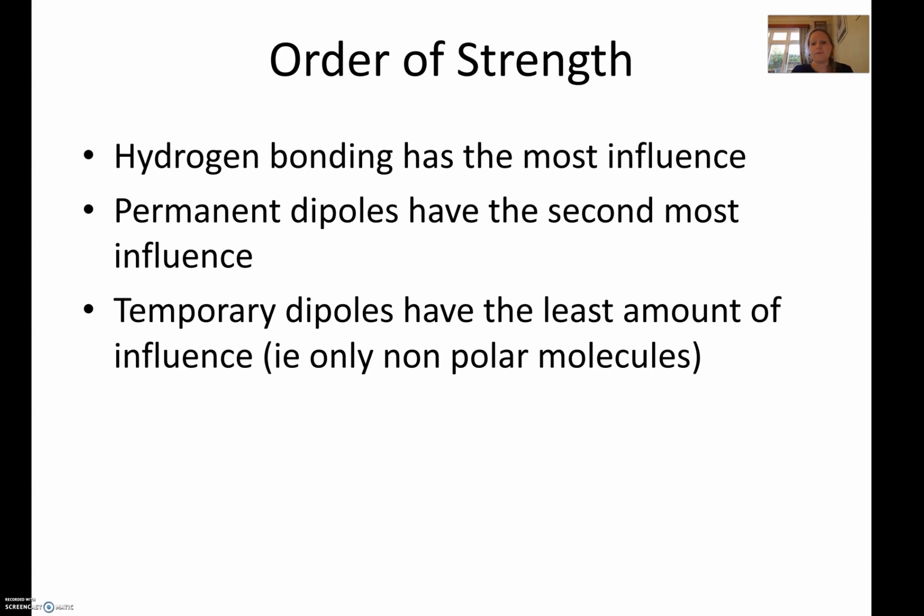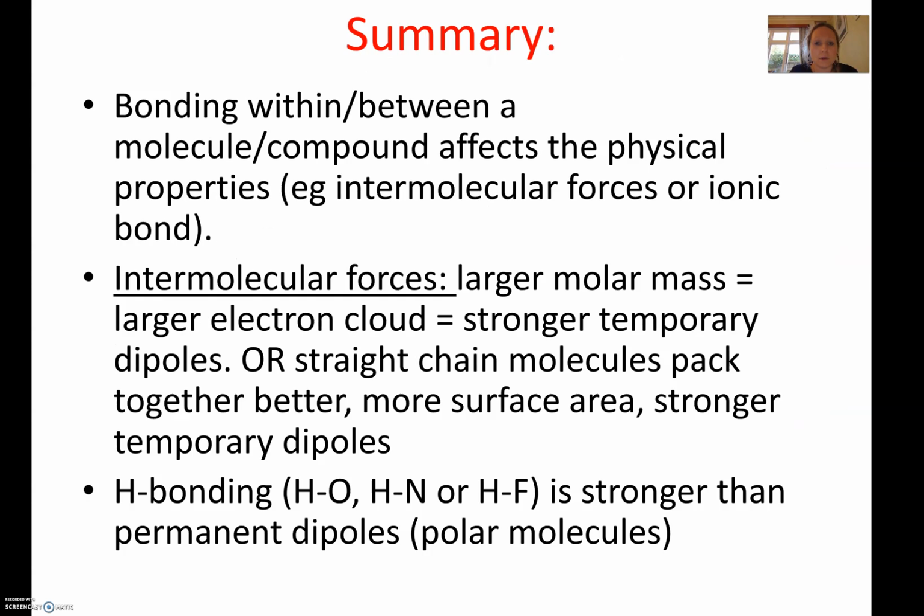It's hard when you say this, so you just have to realize that they are the strongest if you're comparing very similar sized structures. And we're going to get to a point where you'll see that this doesn't actually always hold true. But a good thing to know is that hydrogen bonding has the most influence, then permanent and then temporary.